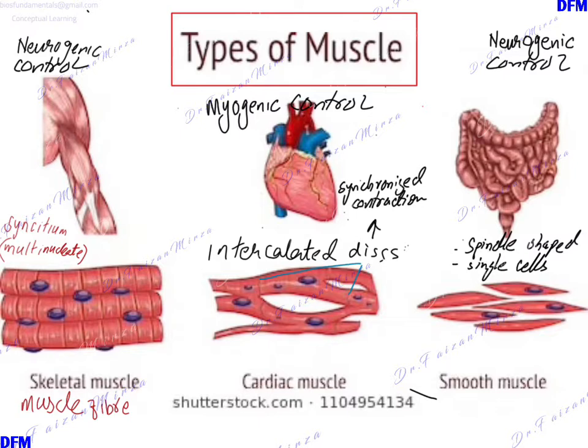We are discussing types of muscles here. Muscles can broadly be classified into three categories. We have either skeletal muscle, cardiac muscle or smooth muscles.